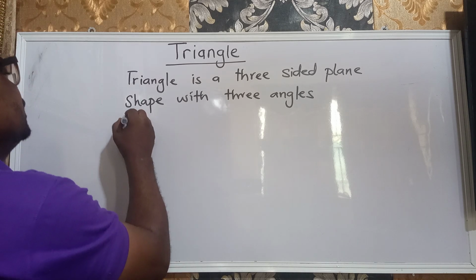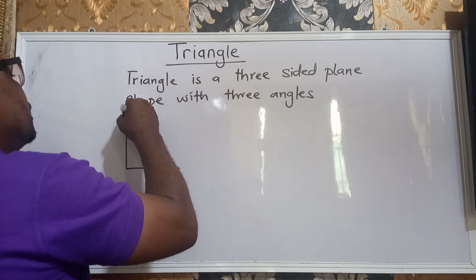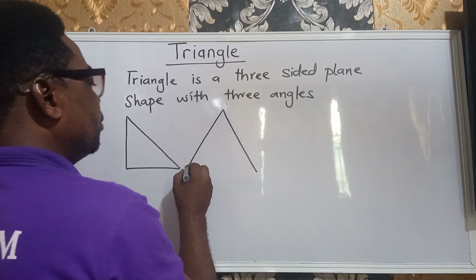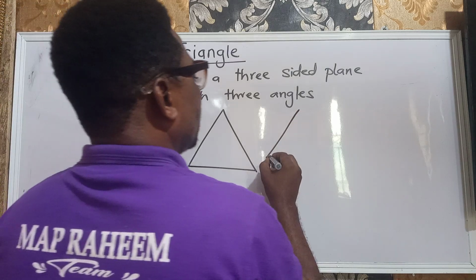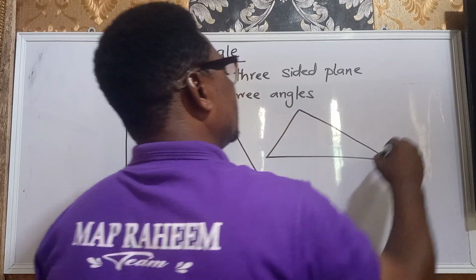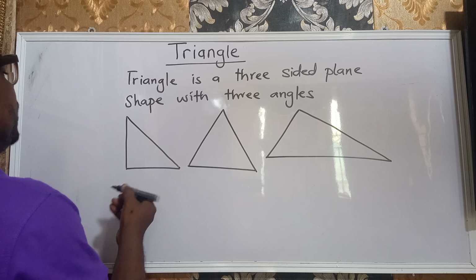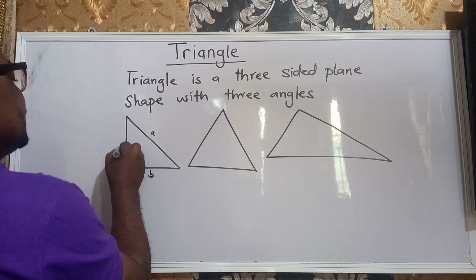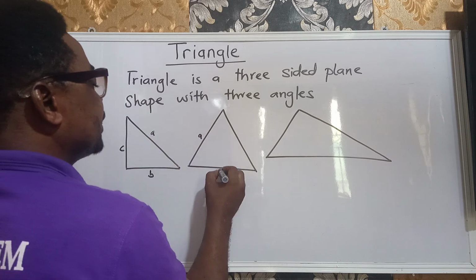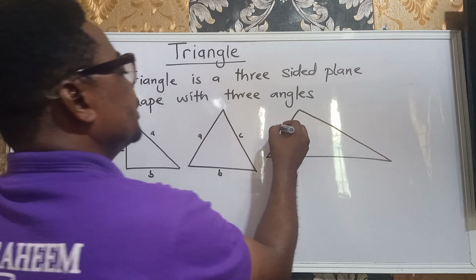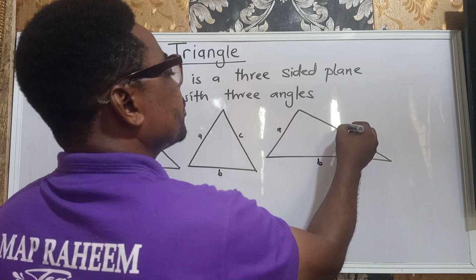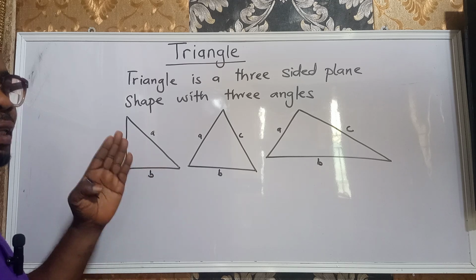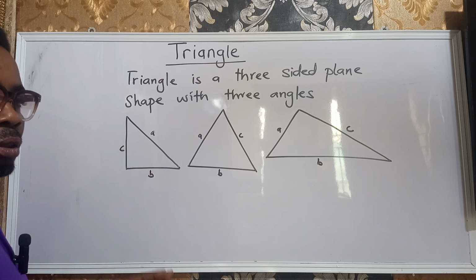Now, this is a triangle. This is a triangle. This is also a triangle. Now, when you look at it, we are having side A, side B, side C. That is the three sides that it has. That's why we call it a three-sided shape.